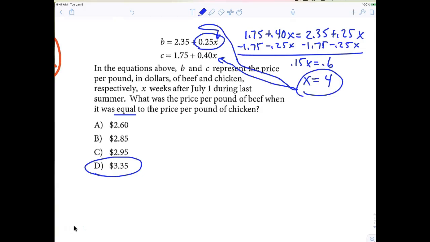All right? It says, when are the prices equal? The prices were equal at week 4. And the price of the beef and chicken at week 4 was $3.35. All right? Everybody good with that?